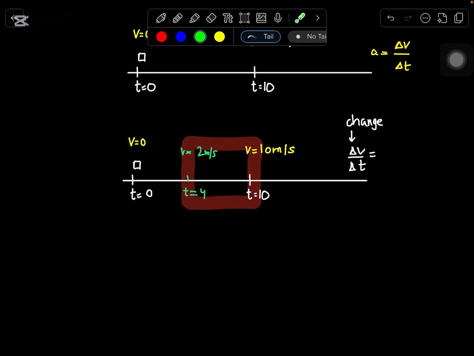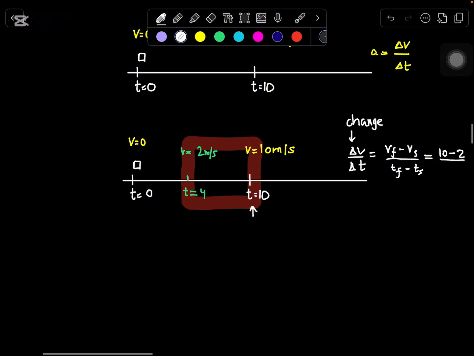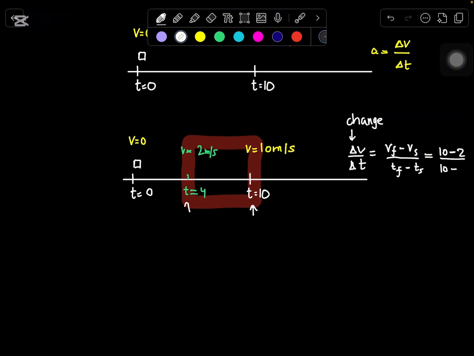How can you find the increase? You can just subtract the 2 from the 10. An expanded form of the formula will be the final velocity, v final, minus the starting velocity, v s, okay? Divided by your final time, t final, minus t s, which is the starting time. So your final velocity was 10. Your starting velocity, or the velocity at which you started recording the journey, is 2. The final time is 10. And your starting time was 4. So you have 8 by 6 meters per second squared. That is your acceleration, okay?